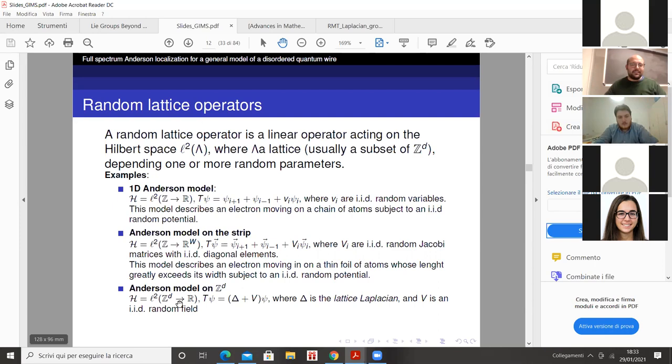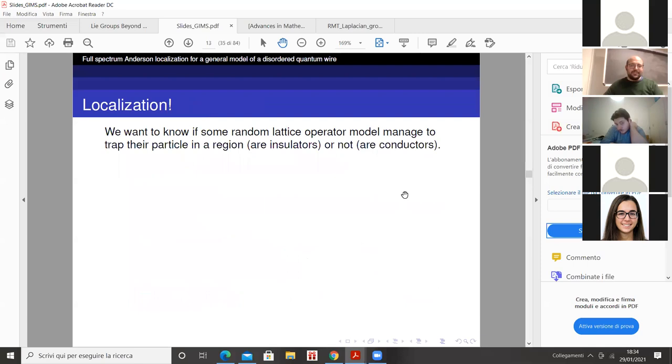These Anderson models have a kinetic term that is a Laplacian, and basically model an electron, a particle that has no internal geometry, plus a random multiplication potential. Okay, let's go further, then I will comment on this. So, what do we want to know?